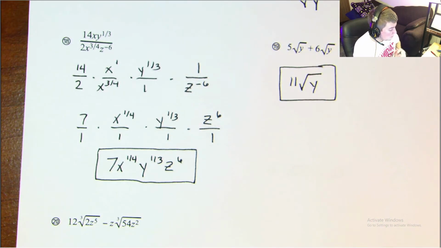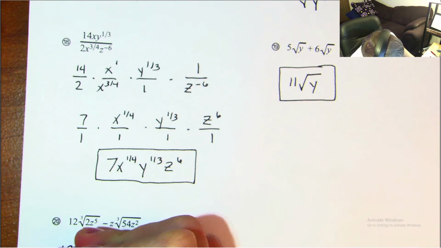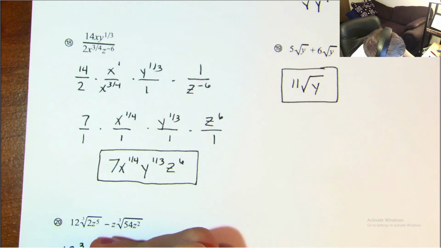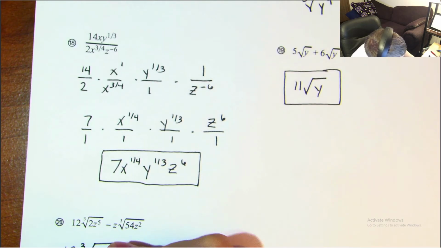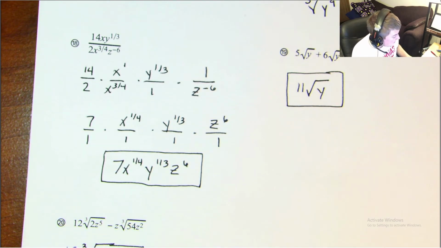Okay, so we're looking at 20. 20 is going to be the last one. And I have 12 times the cube root of 2 times z to the 5th. I'm identifying z to the 5th as being able to be broken up into two parts, a perfect cube and a non-perfect cube. So z to the 3rd times z to the 2nd is z to the 5th, but z to the 3rd is a perfect cube, so that's why I'm separating it out.